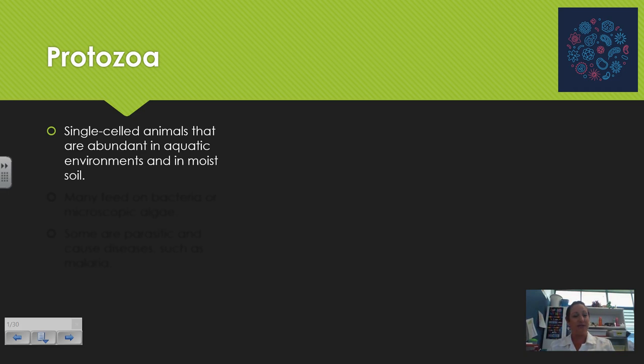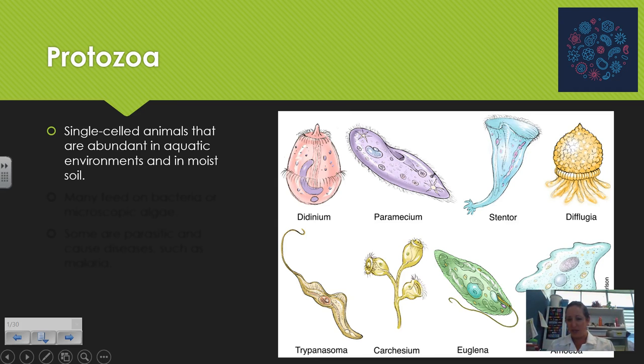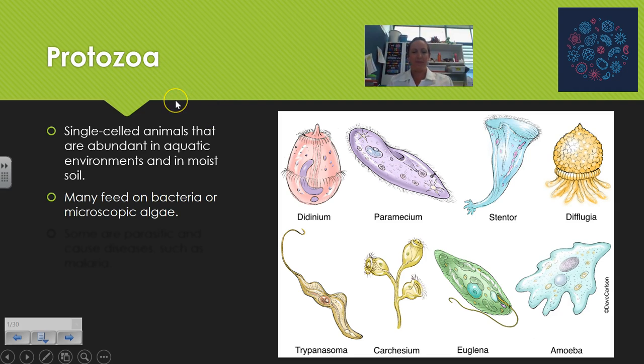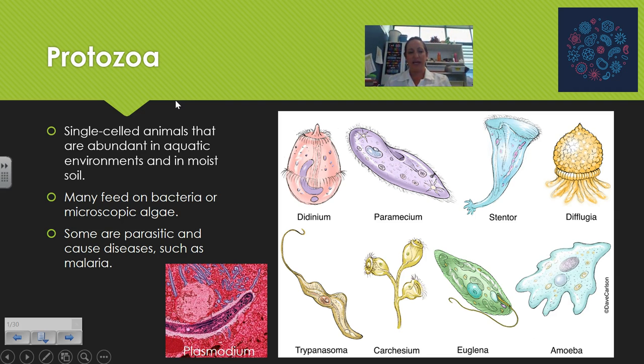Protozoa are single-celled animals that are abundant in aquatic environments and in moist soil. So here, I'll just move my face so we can see all of those. Many feed on bacteria or microscopic algae, and some are parasitic and cause disease, such as malaria. That's these ones here, the Plasmodium. These are your malaria-spreading parasitic protozoa.